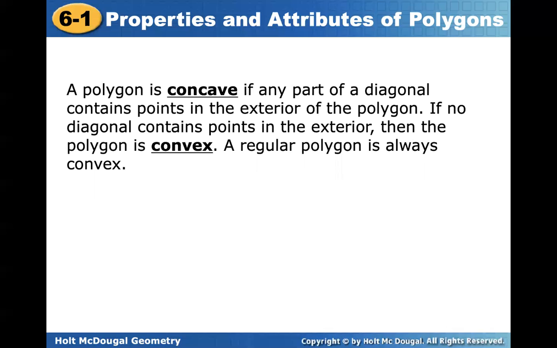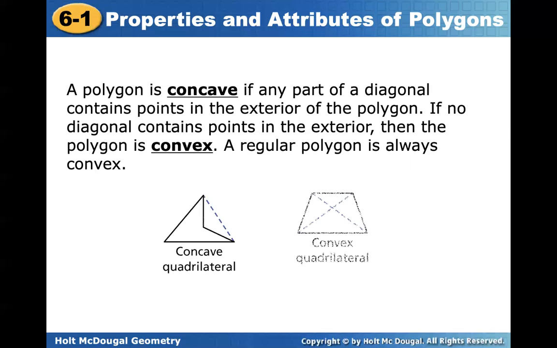A polygon is concave if any part of the diagonal contains points in the exterior of the polygon. If no diagonal contains points in the exterior, then the polygon is convex. A regular polygon is always convex. Normal polygons that we see are convex. Concave is when you have one of the sides, or one of the vertices, that dip back inside. Like if you had a funky looking kind of dipping back in, then that becomes concave.